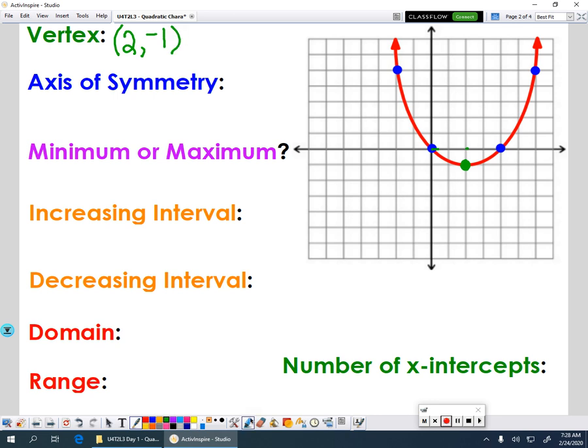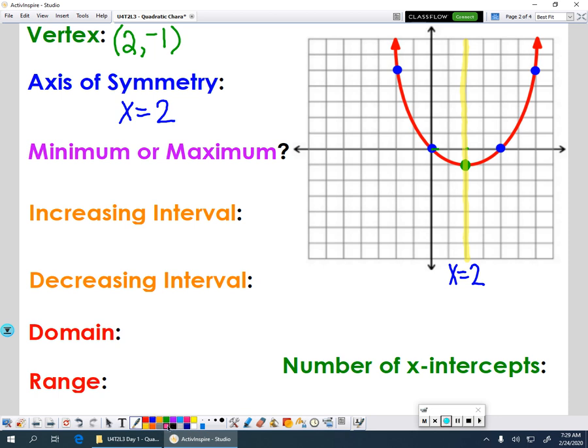Now my axis of symmetry, remember, that's the line that divides my parabola in half. That's right here. We write this axis of symmetry as an equation. So right here, this is where x equals 2. And what you'll notice is that the axis of symmetry goes right through your vertex. So the x value of your vertex is the axis of symmetry.